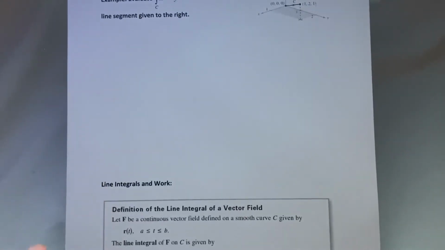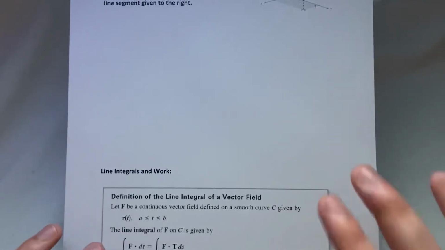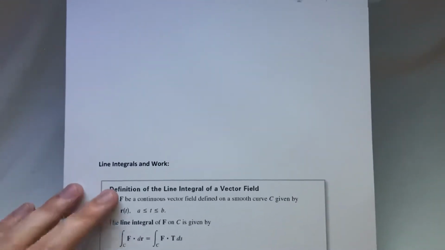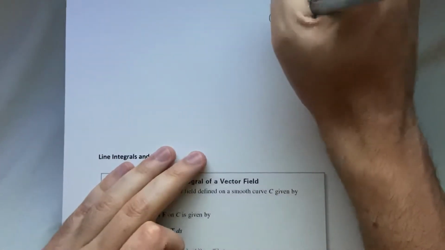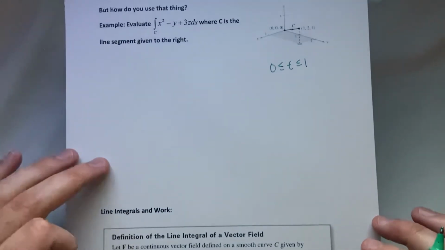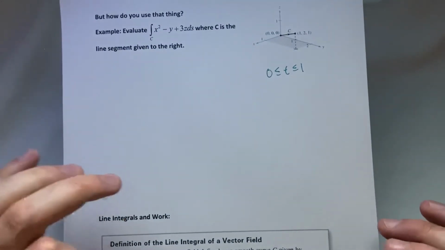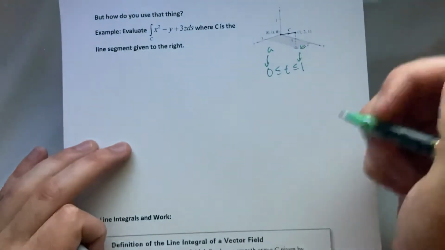Evaluate the integral over C of x squared minus y plus 3z ds, where C is the line segment given to the right. So the path from 0, 0, 0 to 1, 2, 1, the same one we had before. We're just going to go traditionally over the segment. We're going to do it all in one step. We're going to let t go from 0 to 1. So this is our a and our b for the integral.